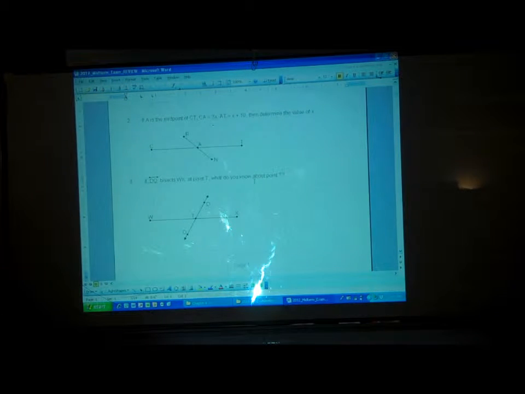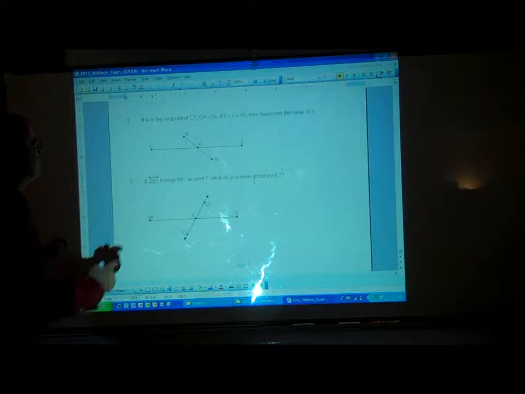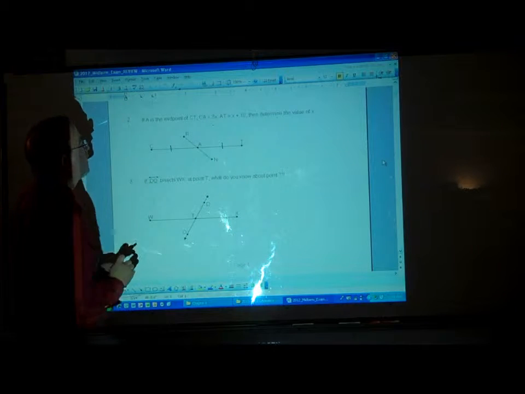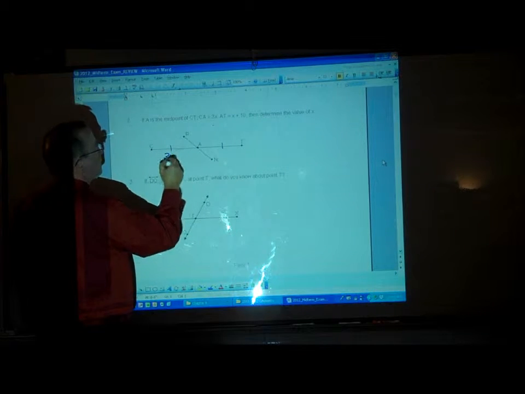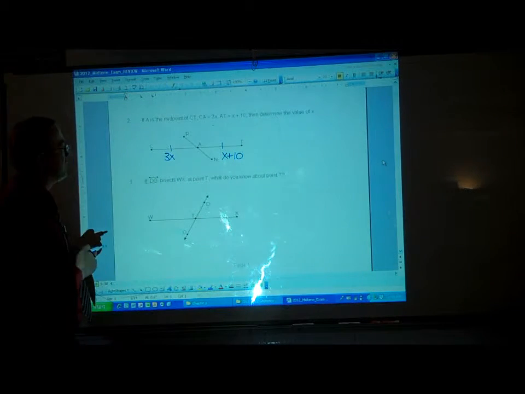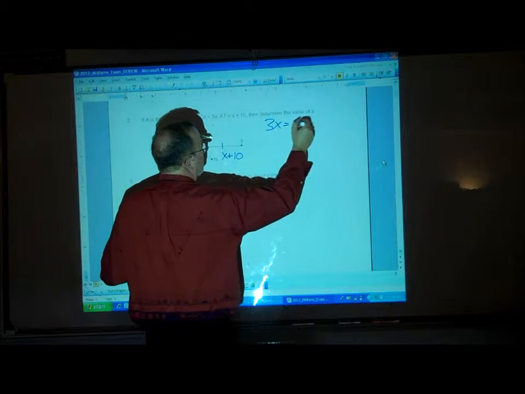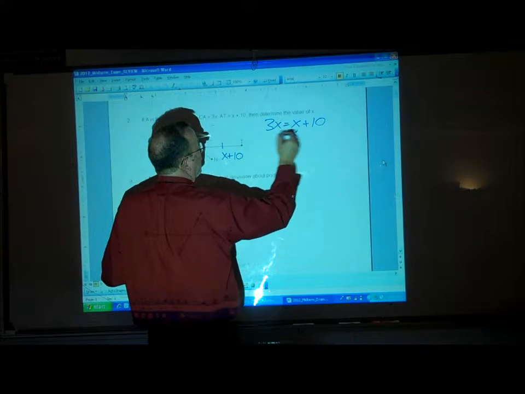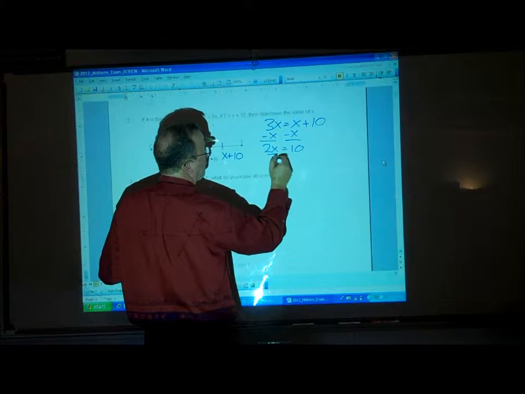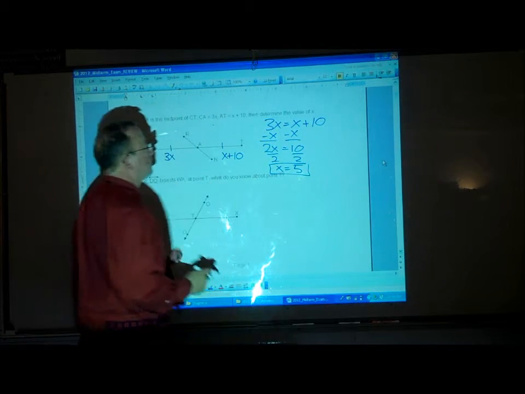All right, number 2. It says A is the midpoint of CT, CA is 3x, AT is x plus 10, determine the value of x. So if A is the midpoint, right here, we know that this is congruent to this. Well, we know that they're equal to each other, so we just set them equal to each other. 3x equals x plus 10, subtract x from both sides, 2x equals 10, divide by 2, x equals 5.